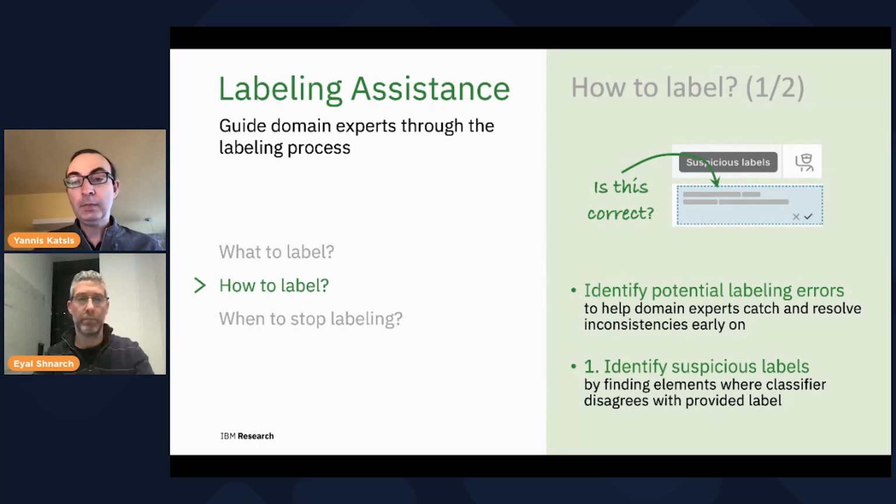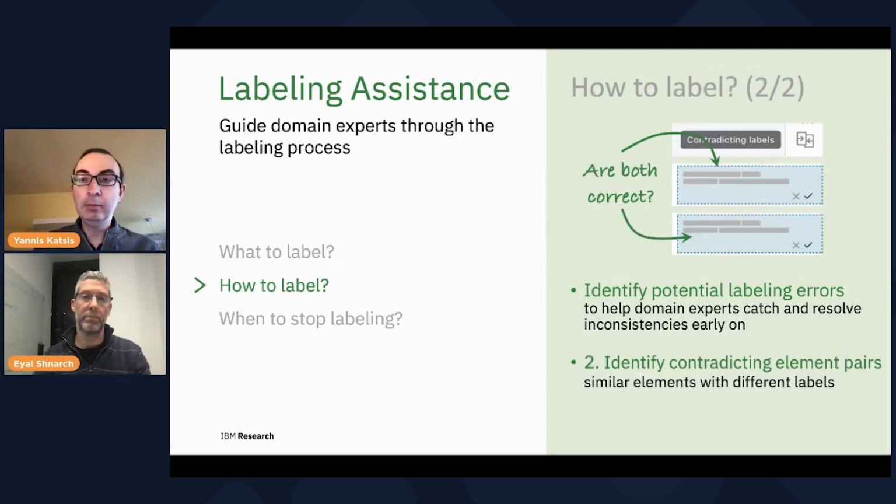In addition to identifying suspicious labels, the system also identifies what we call contradicting pairs of elements. These are elements that are very similar to each other semantically, but they have been labeled by the user in different ways. So one of them has been labeled positive and the other has been labeled negative. And intuitively, these are, again, pairs of examples where a labeling error may have occurred, so the domain expert could inspect them and correct one of the labels if needed.